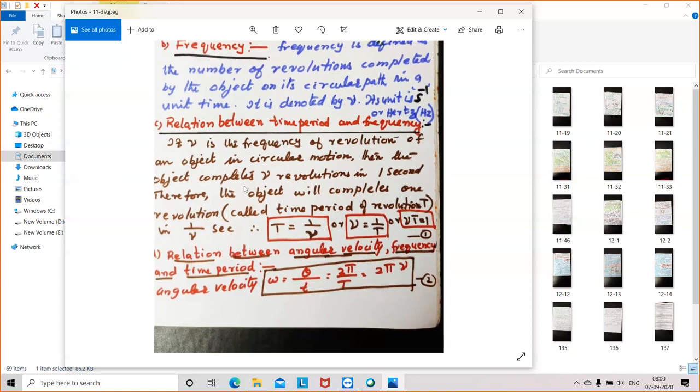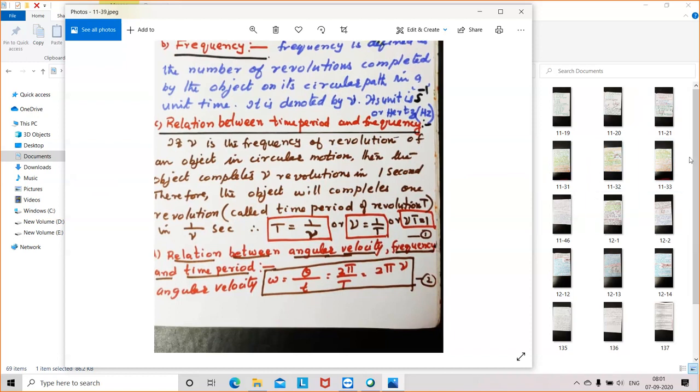If the object completes nu revolutions in 1 second, the object will complete one revolution in 1 by nu second. So the time for one revolution will be 1 by nu second. Therefore, time period T equal to 1 by nu, and nu equal to 1 by T. Nu into T is a constant. That is the relation. They are inversely proportional. Time period T equal to 1 by nu.